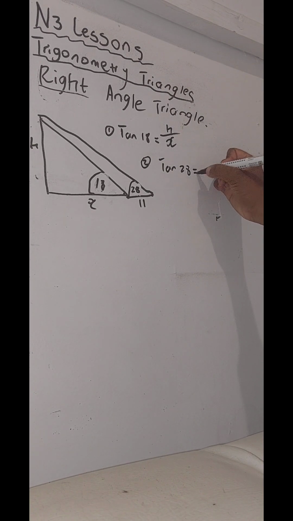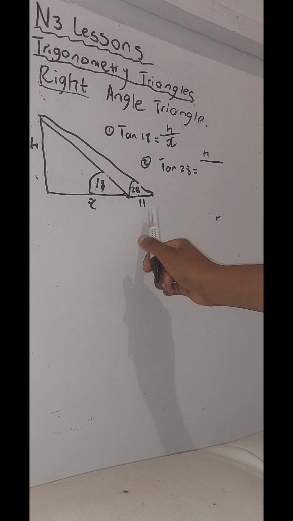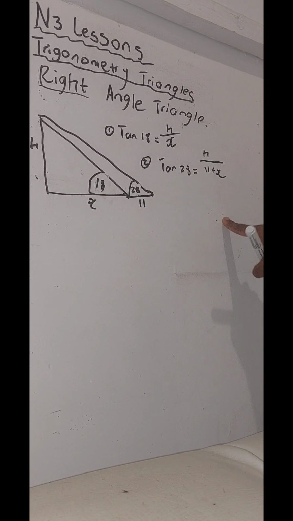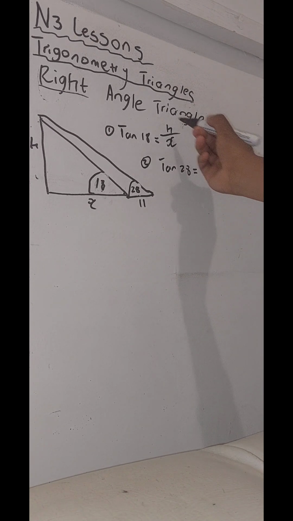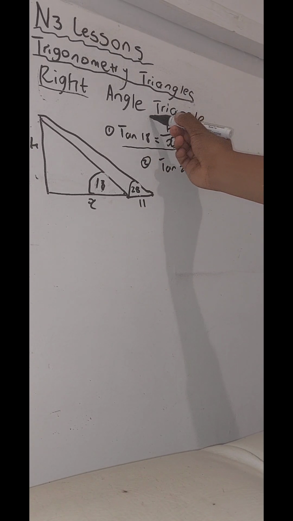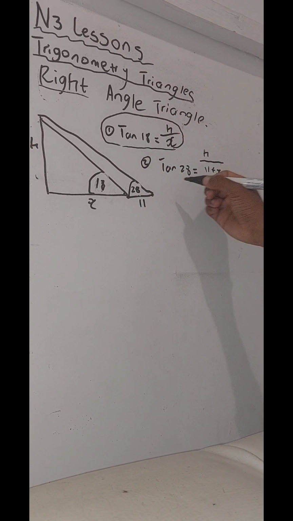Tan 28 is equal to height over adjacent, which is 11 plus x, right? So we are solving for what? For height, right? So let's use the first one, because I think it's much easier to solve for height here.